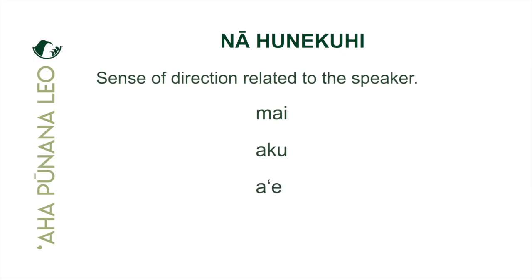The third one is a'e. Yeah. A'e. There's no okina before the a, so we say a'e, but there is an okina in between the two vowels. A'e. The last hune kuhi is iho. Iho. So again, four small words that we put into our pepeke, our sentence structure, to give a sense of direction related to the speaker. So keep this in mind as we look at the next set of examples.